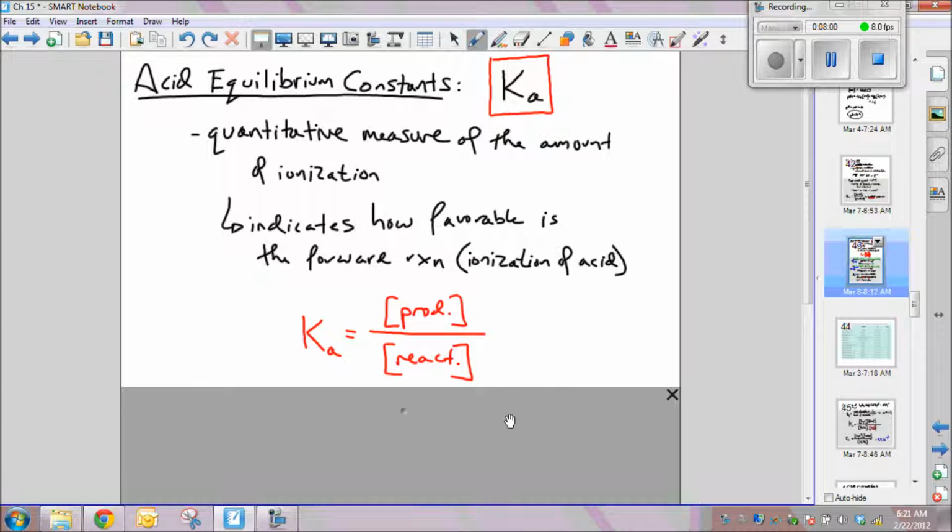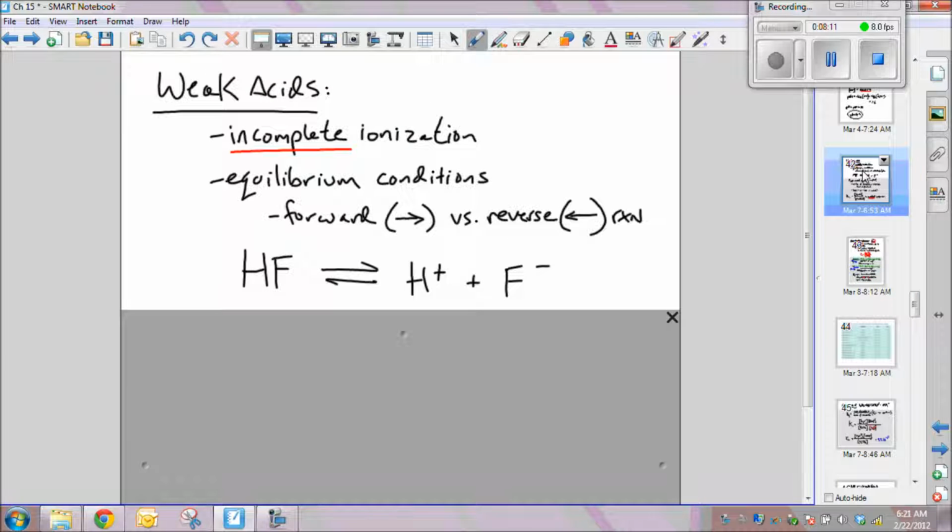Now, the situation is not quite as simple for weak acids. In weak acids, you have incomplete ionization. The reaction does not go to the right. It goes a little to the right, and some of the material ionizes, but some, in fact usually the great proportion of it, does not.